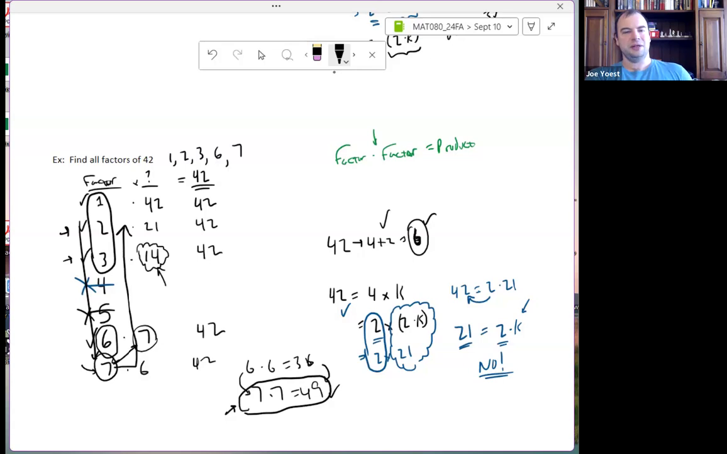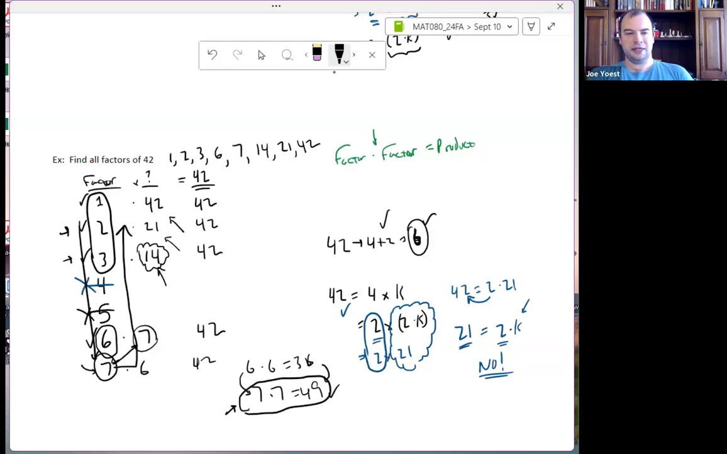But if I stopped at 1, 2, 3, 6, I'd be missing some. I'd be missing like 14, 21, etc. So then I can come back up the other side. I found all of these additional factors by asking, okay, I knew that 3 was a factor of 42. So 3 times what gives me 42? That was 14, 21, and 42.